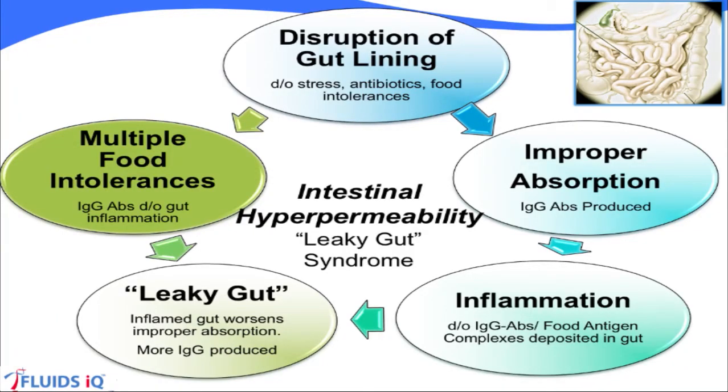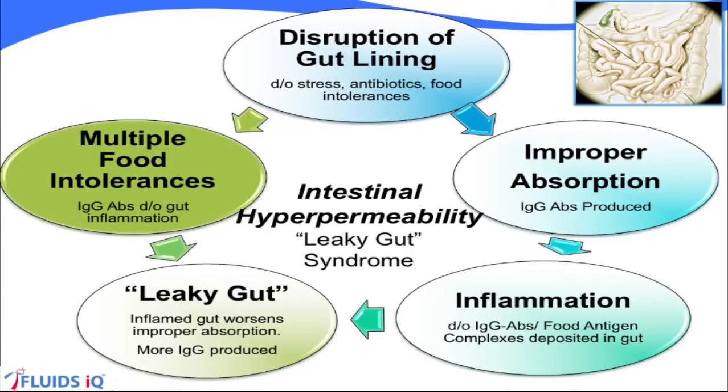So here is a bit of a busy slide in which we basically tell you that if you look at intestinal hyperpermeability, what is in parlance called leaky gut syndrome, but really intestinal hyperpermeability or increased permeability, if you disrupt the gut lining due to stress or antibiotics, food intolerances, etc., you can get, if you go to the right, improper absorption, and IgG antibodies are produced.